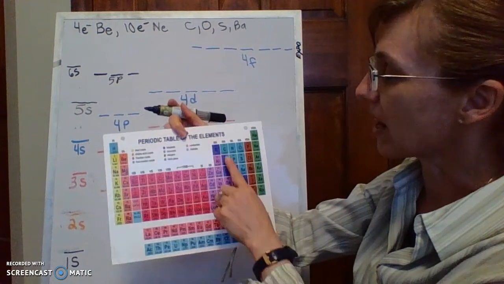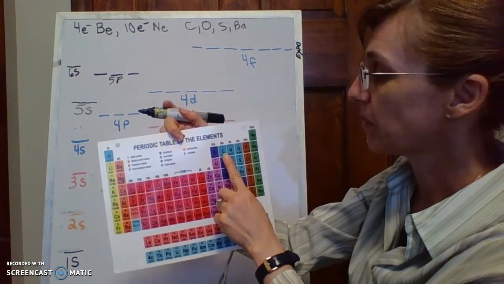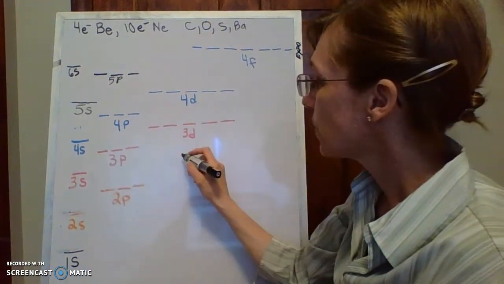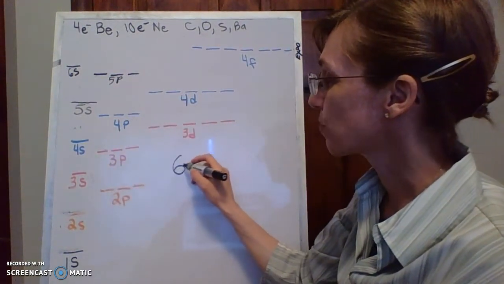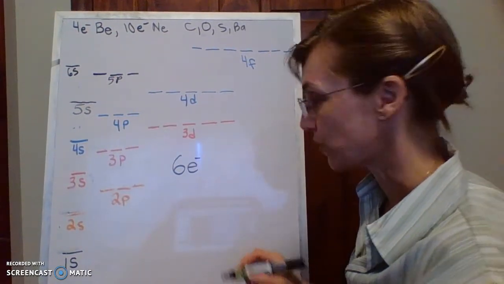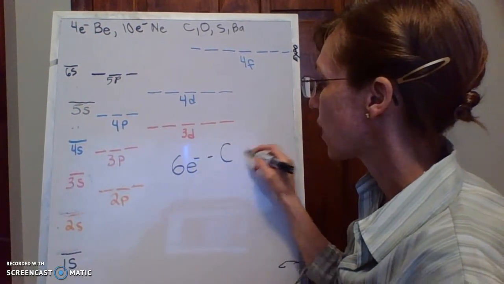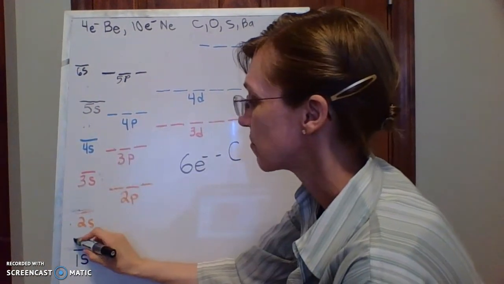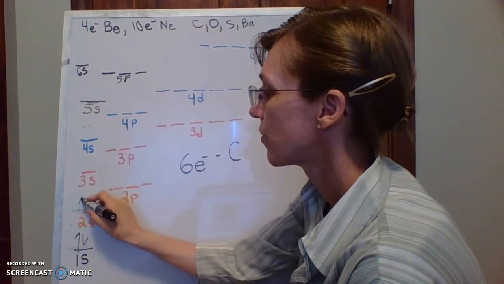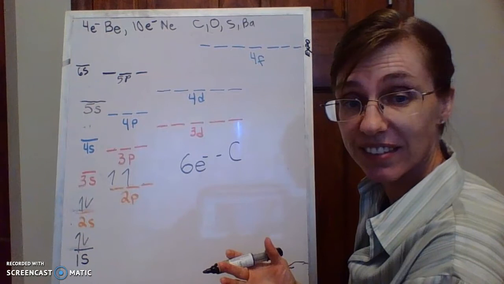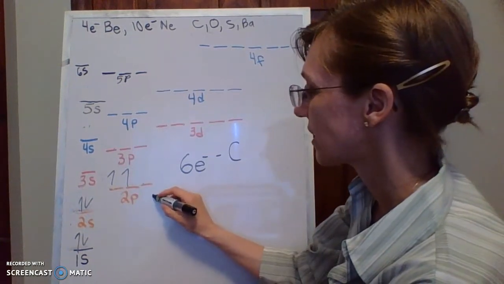Carbon, we look on our periodic table, we find the C. We see that the little number in that box happens to be a 6, which means that the neutral atom has 6 protons, and so then it has 6 electrons if it's neutral. And that's for the carbon. Alright, let's go ahead and go bottom up. Let's keep going. 1, 2, 3, 4, 5, 6. We are done. So let's write out the electron configuration.